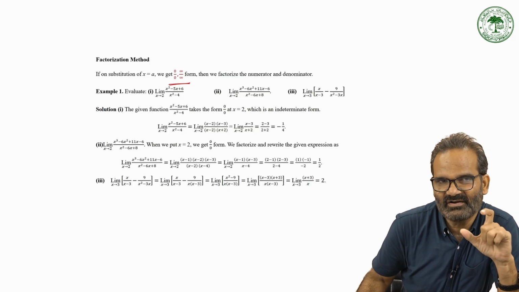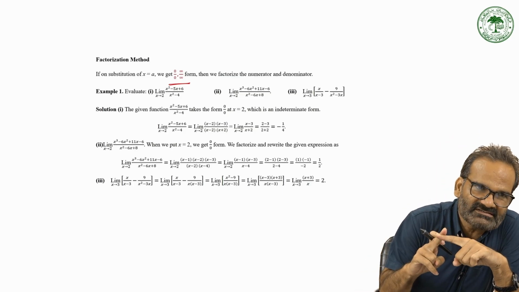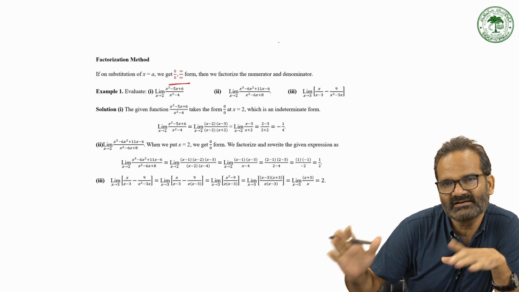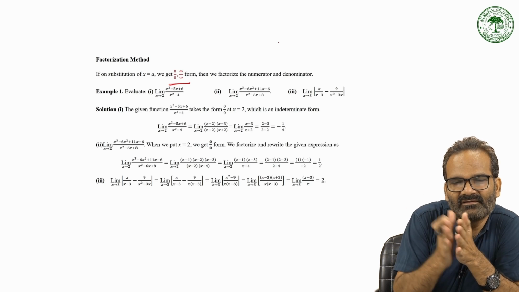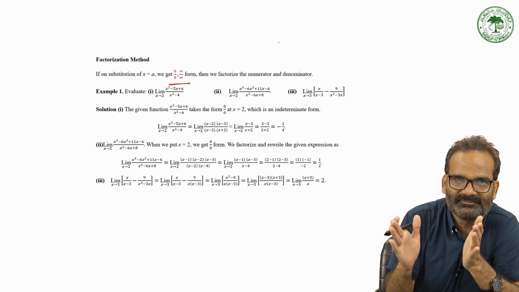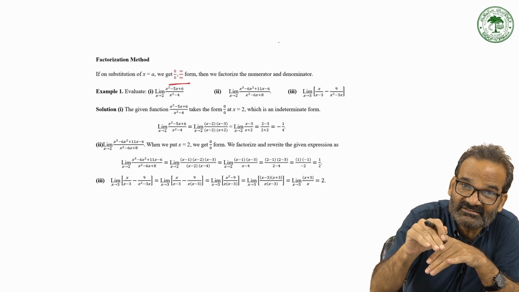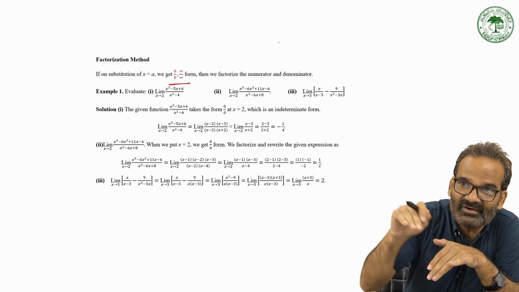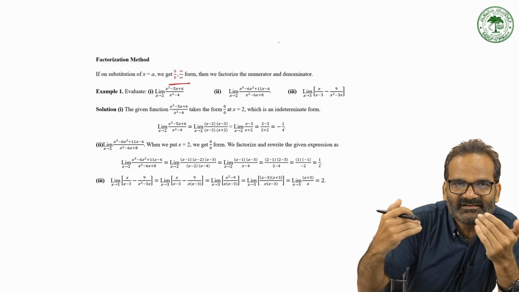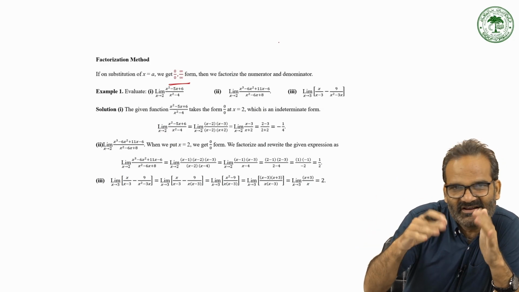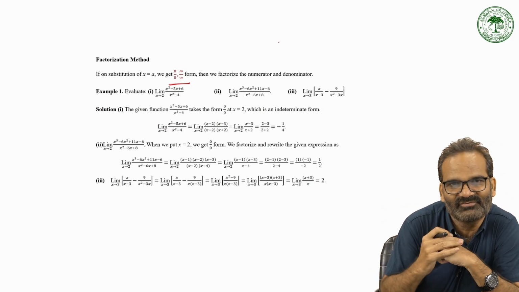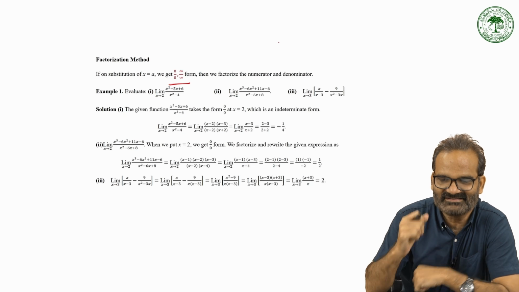And what is the process of the factorization method? Find the factors of both the numerator and the denominator. When you find the factors of both, some factors will be common, and they will be cancelled out. After cancelling out the factors, see what is left. Again use the method of direct substitution and simplify it. Whatever number you get will be considered the limit of the given function. So what does it mean? Finally, whatever method you use, the limit is always obtained by using the method of direct substitution. Clear?